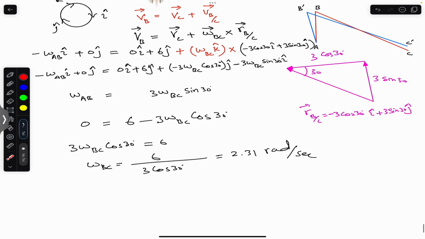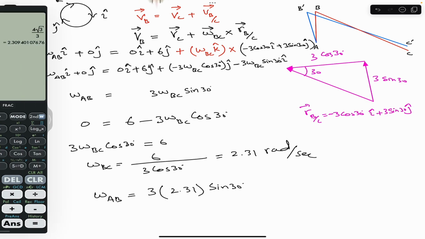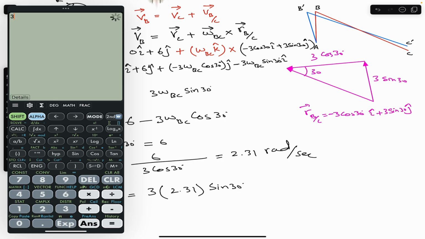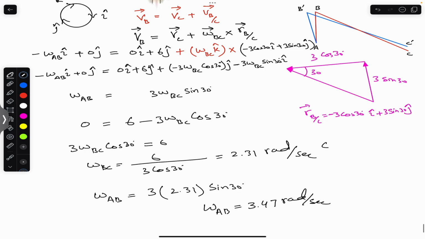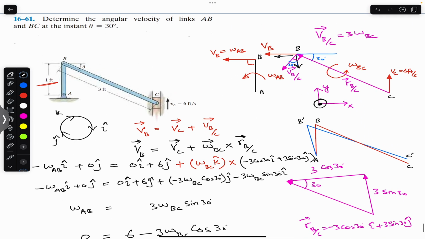And similarly, putting this value in this equation will give us omega AB. So we can write that omega AB is equal to 3 into 2.31 sine of 30 degrees. So omega AB is equal to 3.47 radian per second. And this is also in the counterclockwise direction. This is in the counterclockwise and this is in the counterclockwise. So this is the solution of this particular problem.